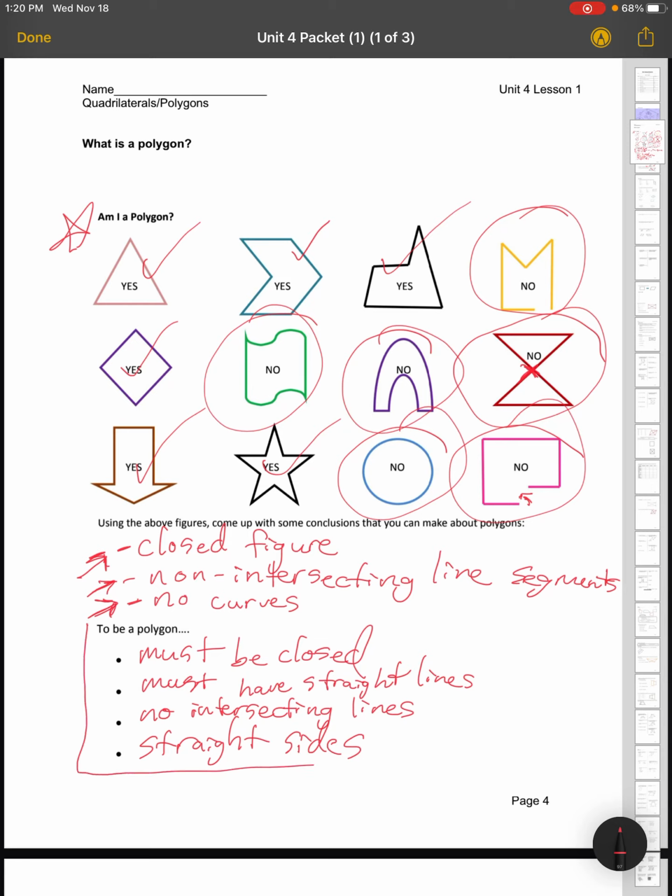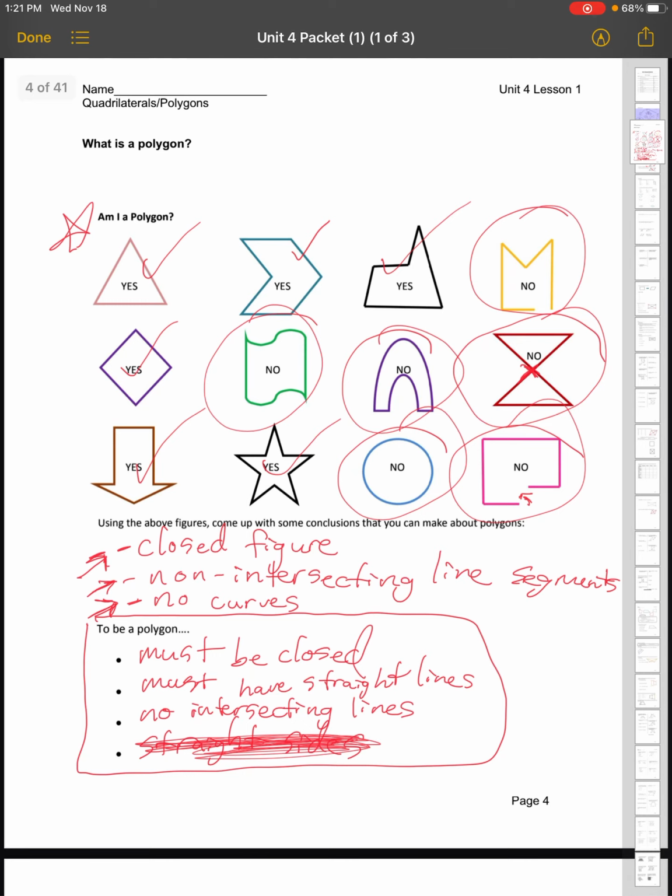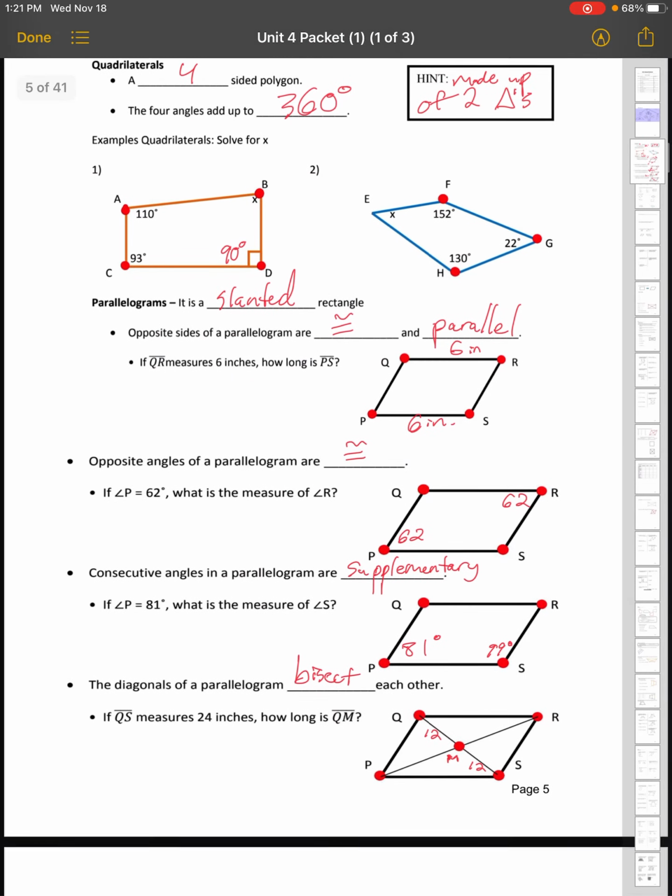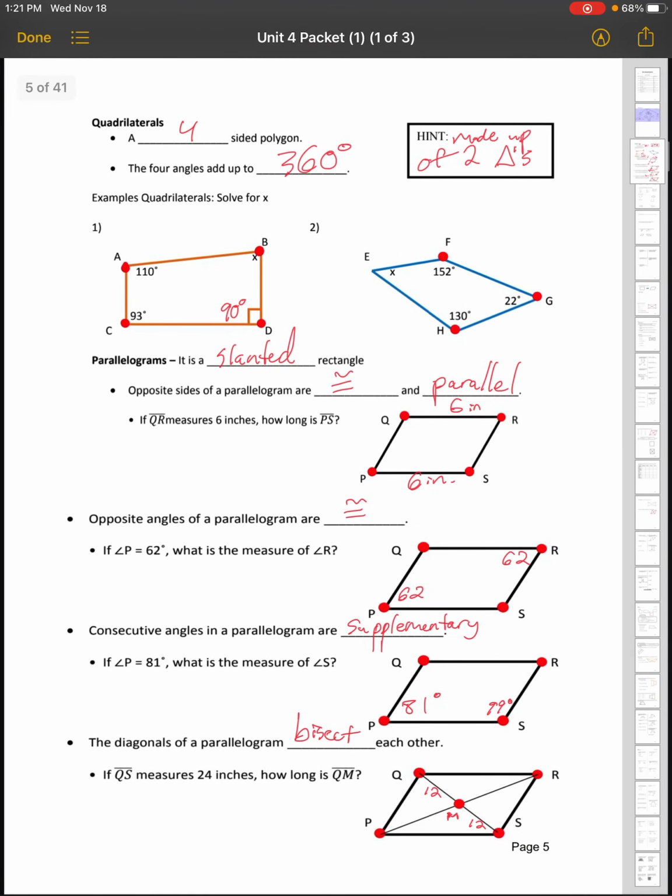So here's some basic rules to be a polygon. The shape must be closed, meaning there's no openings in the sides. It must have straight line sides, no intersecting sides, and also, again, we repeated this here, so that's all we really have for polygons. Let's take a look at some examples now of how we get to specifically a quadrilateral.